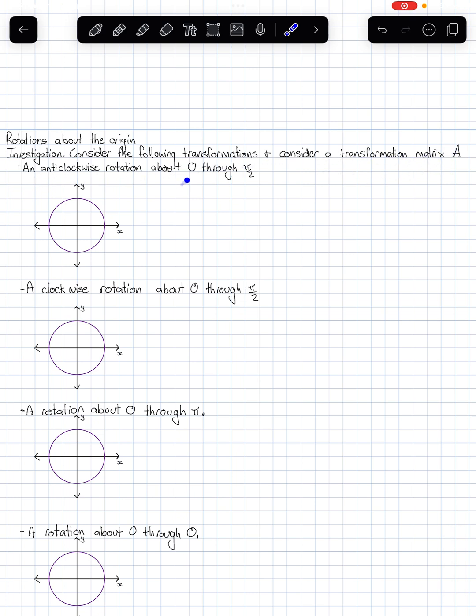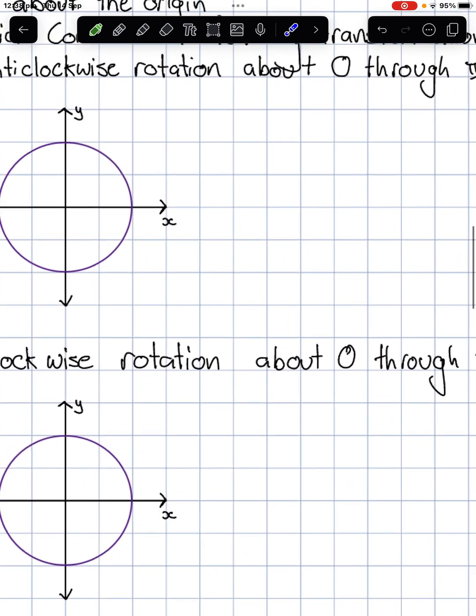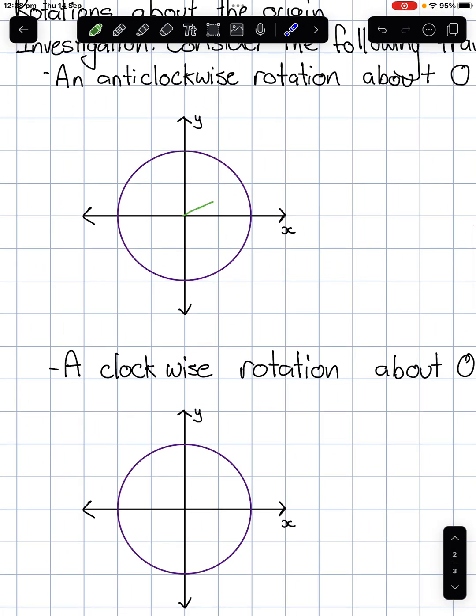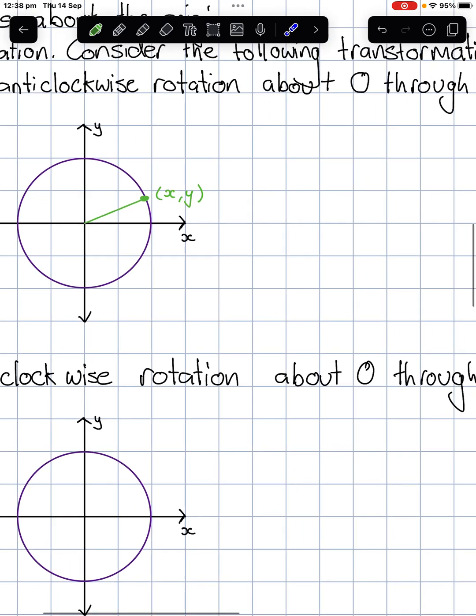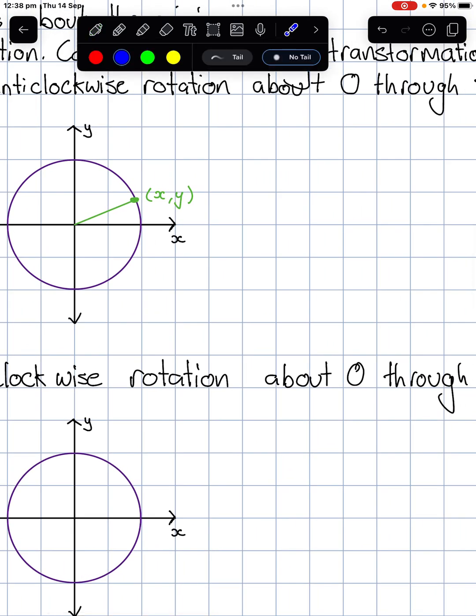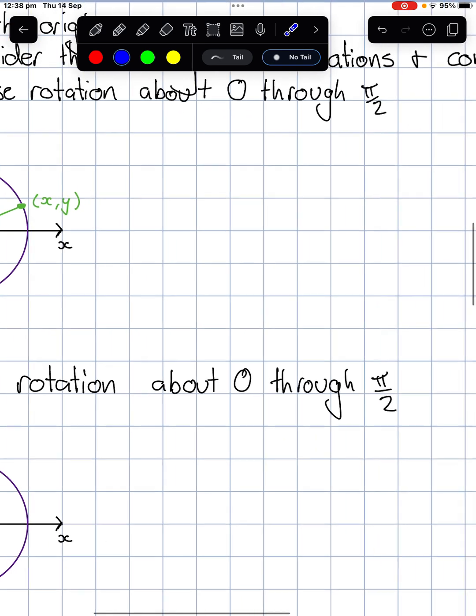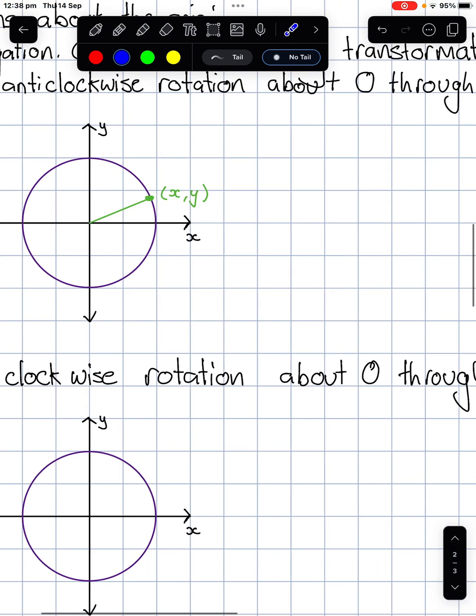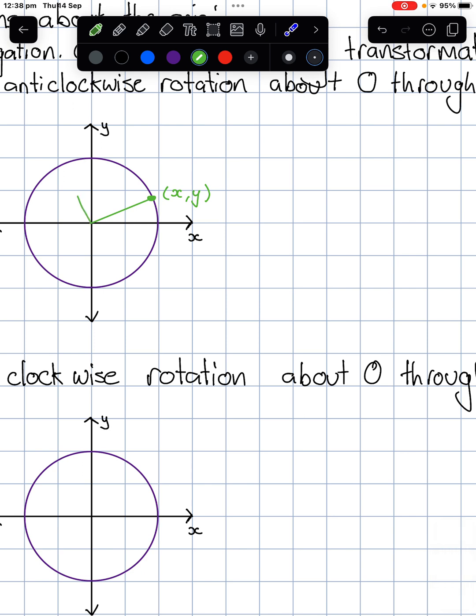For this investigation, we need to consider a point. If we pick any point from our unit circle, it will have a coordinate x, y. So we sort of already know this bit. Now, if we have a clockwise rotation about the origin through pi on 2, we know that's a 90-degree turn. So if I come out, this here would be 90 degrees.